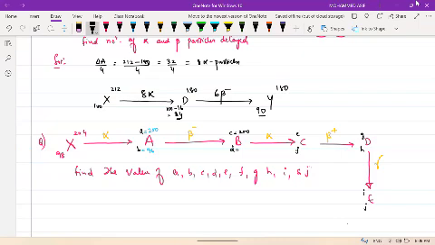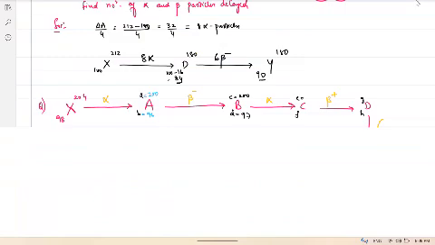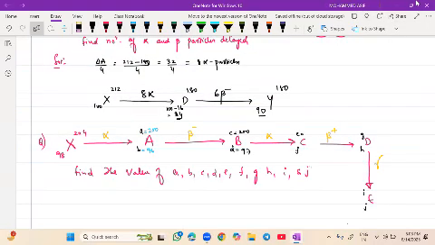Beta minus: atomic number will increase by 1, so 97. Very good. Then again alpha decay, which means mass number will decrease by 4. 200 minus 4, so E will be 196. Am I clear? The E value will be 196. What is the F value? 97 minus 2, which is 95.